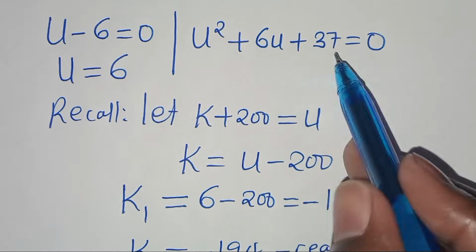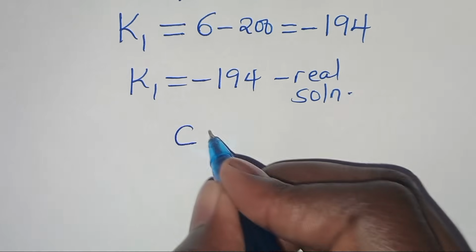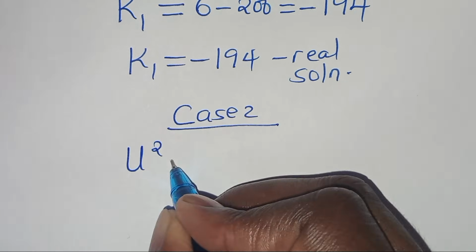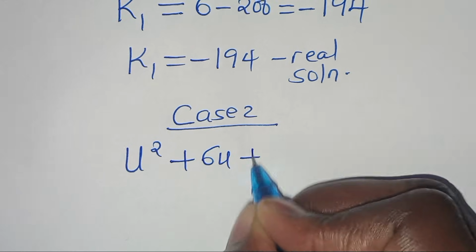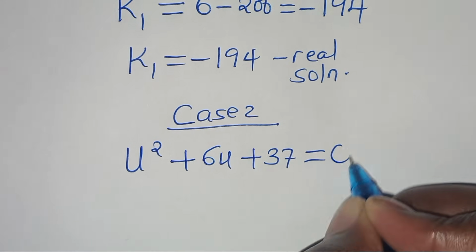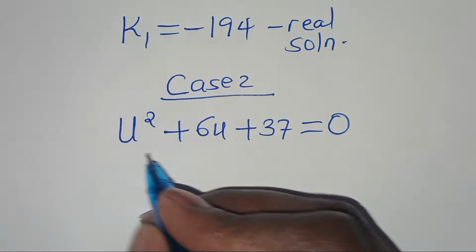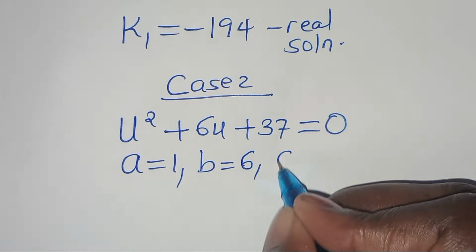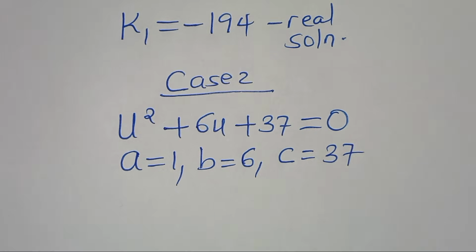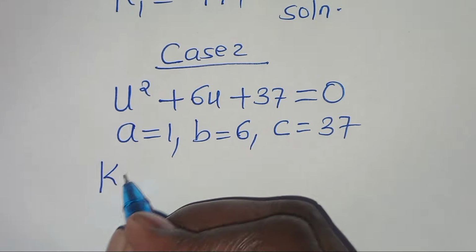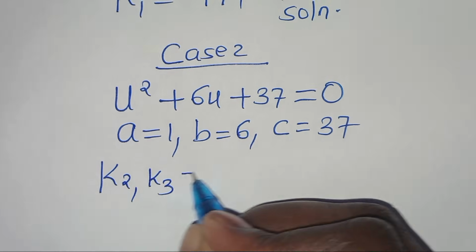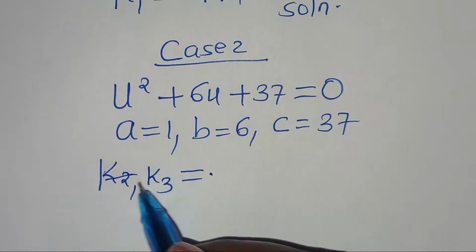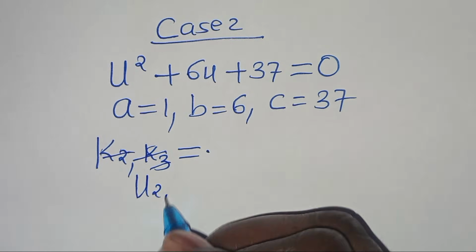This is a quadratic equation. Now let's deal with case 2. We have a quadratic equation which is u squared plus 6u plus 37, equal to 0. For this quadratic equation, we have a is equal to 1, b is equal to 6, and c is equal to 37. So we can solve for k2 and k3 by applying the quadratic formula. Let's solve for u2 and u3.